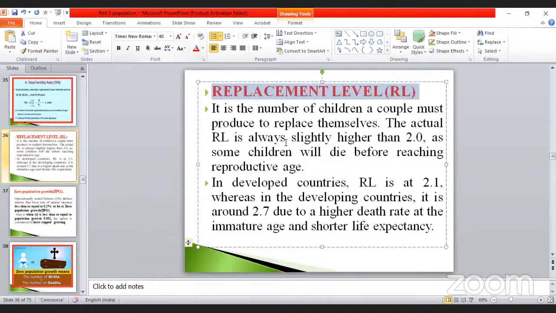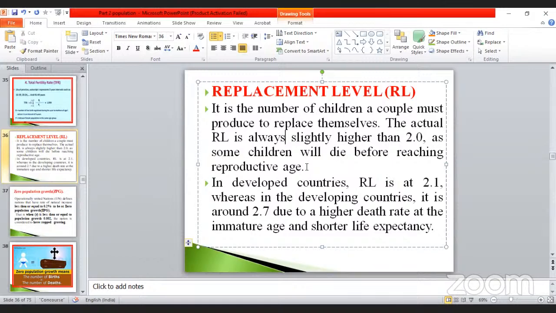Next, a very important thing: replacement level. What is meant by replacement level, and why are we studying this? It is the number of children a couple must produce to replace themselves. The actual replacement level is always slightly higher than 2. Sometimes they may ask the question: replacement level normally, how will it be? Slightly higher than 2, like 2.1 to 2.7. Some children will die before reaching the reproductive age. This is the replacement level.